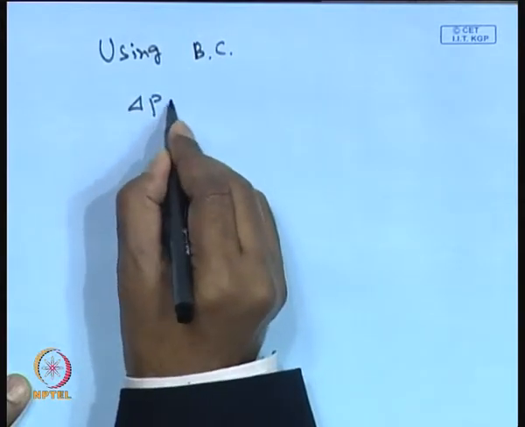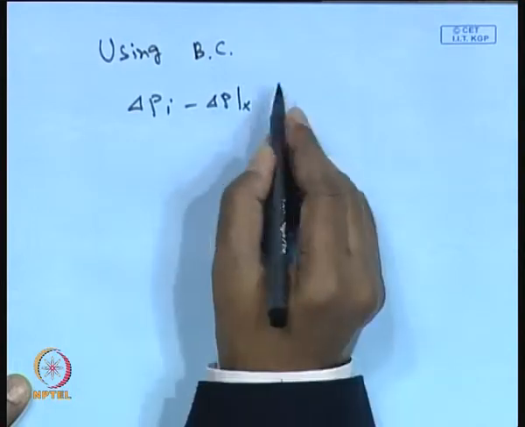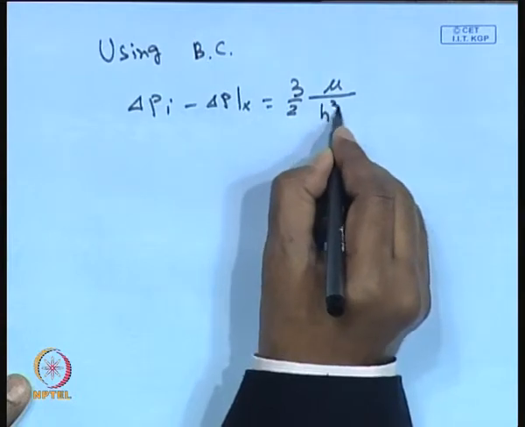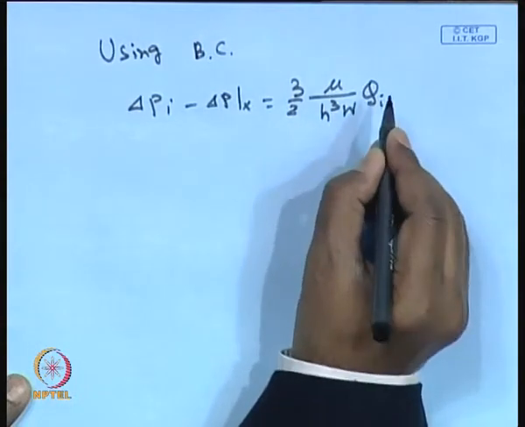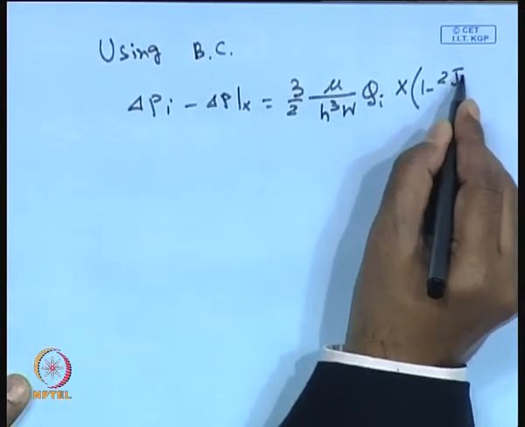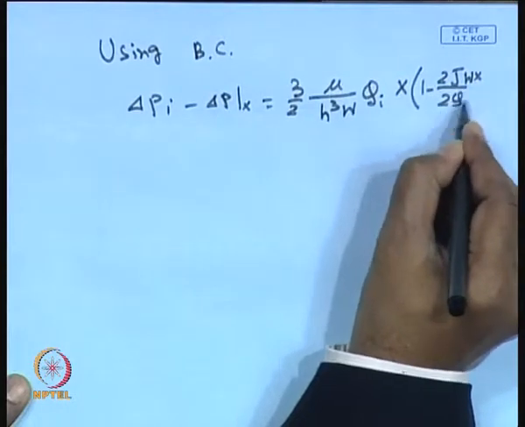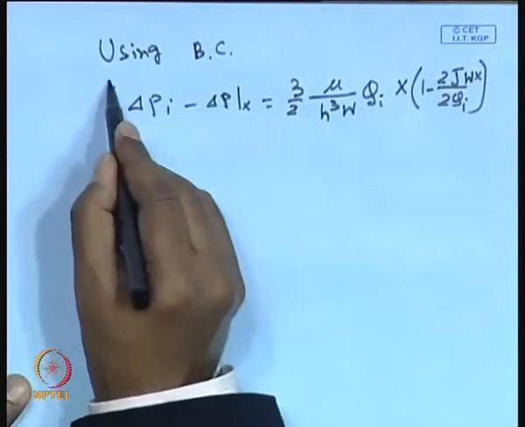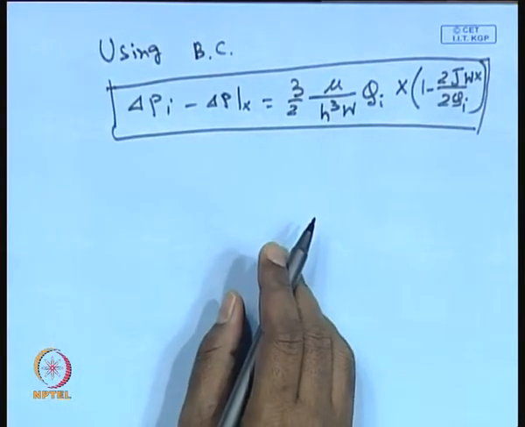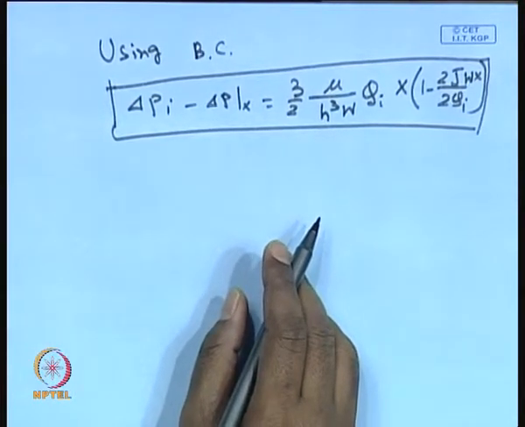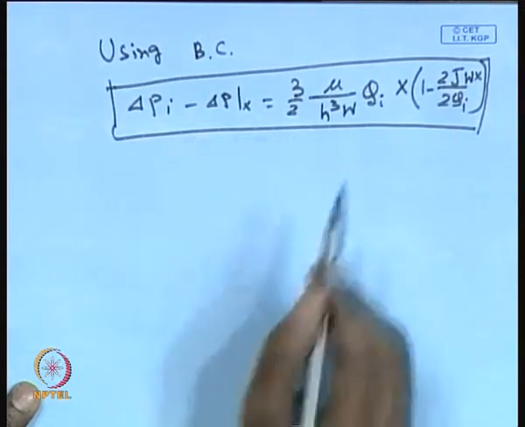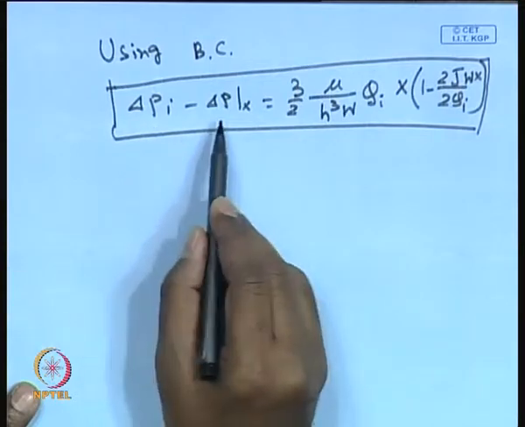delta P_i minus delta P at any x is equal to 3 by 2 into mu h cube times w Q_in, that is x into 1 minus 2 J w x divided by 2 Q_i. Okay, so this is the expression of the pressure drop. In fact, I have omitted a couple of steps: the solution of that equation and evaluating the constant of integration by putting in the values. So, you can really do that, and this becomes the final expression. So, this is the pressure drop at any x location.